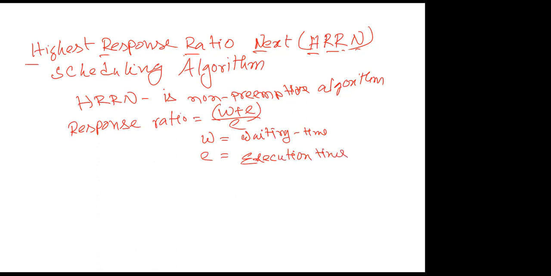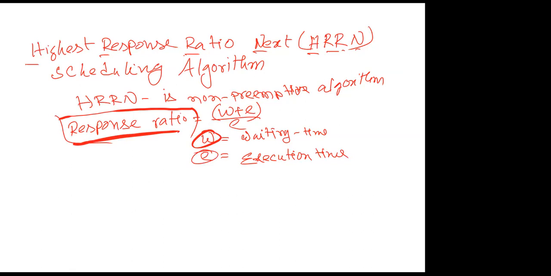Okay, these are the two things needed to calculate the response ratio. To implement the HRRN scheduling algorithm, you need to calculate the response ratio first. The response ratio equation is (W + E) / E, where W is the waiting time and E is the execution time or burst time.